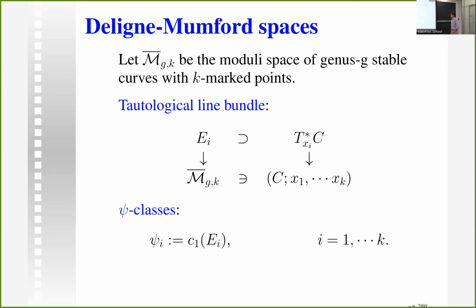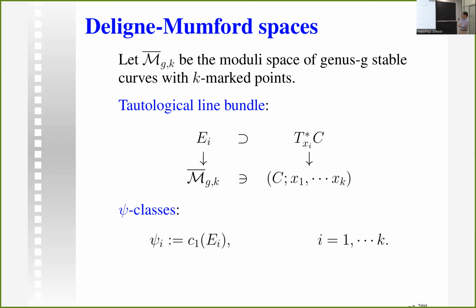Okay, so I will talk about tautological relations. Those are mainly relations in the cohomology of the moduli space of curves. If we take M_{g,k} bar to be the moduli space of genus g stable curves with k marked points, then we know that there is a tautological line bundle over this moduli space.